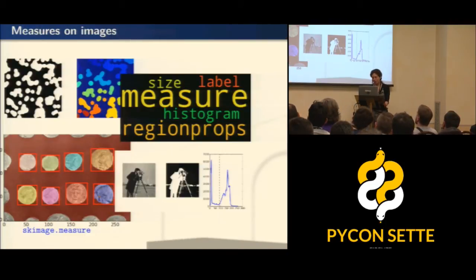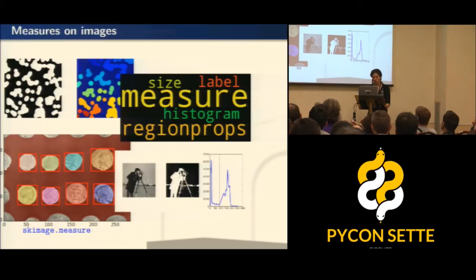After you have done the segmentation, you have isolated some regions of interest, you often want to do measurements on images. And in particular, we have this region properties function that permits to compute statistics about labeled objects. Like, for example, these coins, you want to know their bounding box, the size, and so on. So all this is already coded. You don't have to code it again.